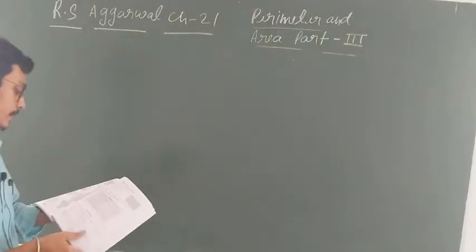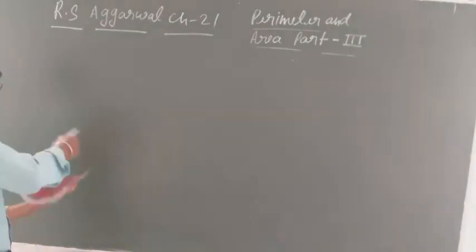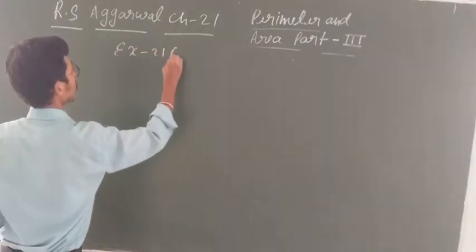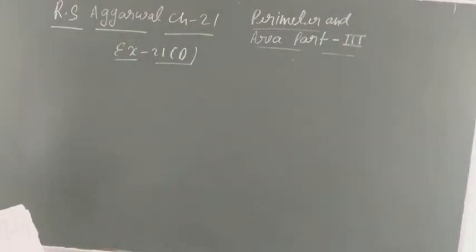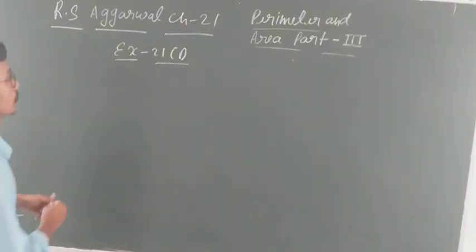So the next exercise is 21D. Our next exercise is 21D. Clear, student? Now in this exercise, what is given? It is given, find the area of the rectangle. Now you know what is the formula of the area of a rectangle, student? Very easy. First question is given.